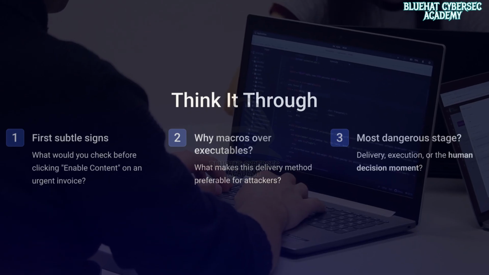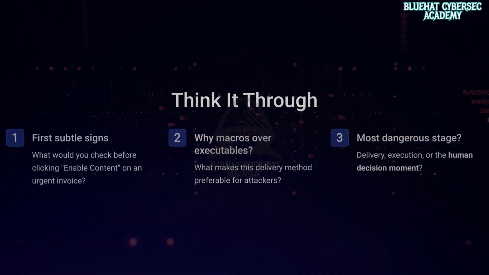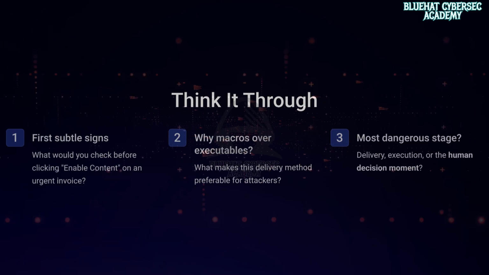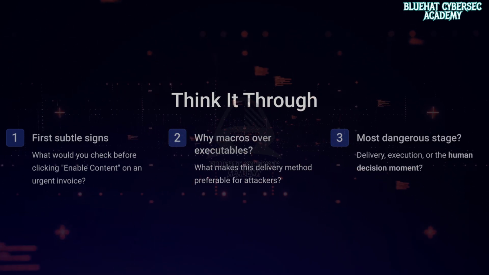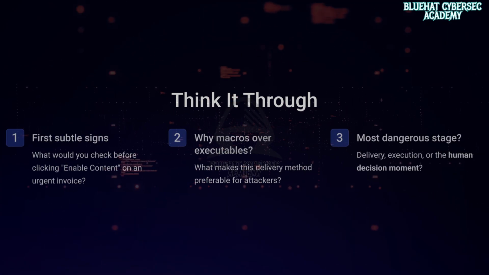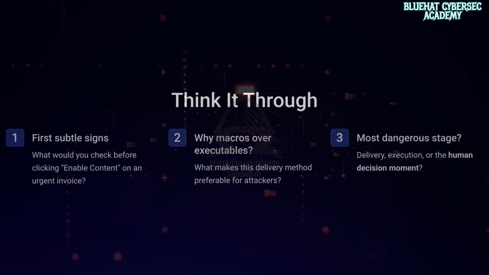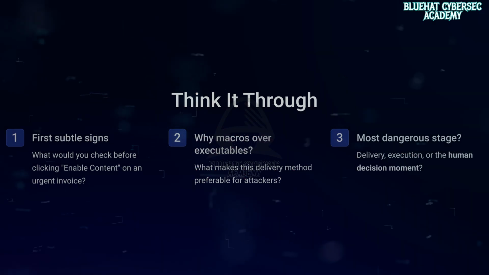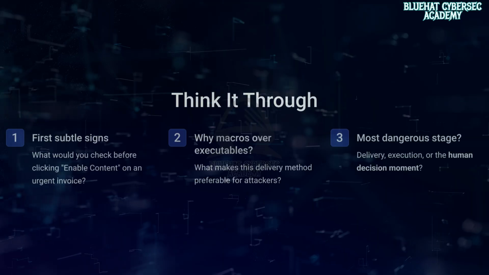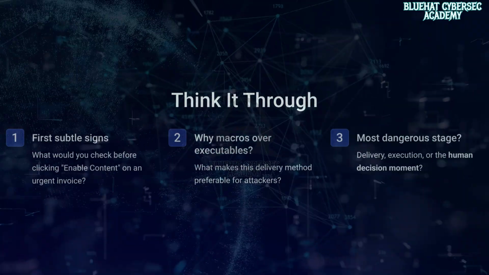Now think about this in a practical sense. If you received a Word document labeled as an urgent invoice and it asked you to enable macros to view it properly, what would be the first subtle signs you would check before even considering that click? Why do you think attackers still prefer macros instead of directly using executable malware? And in your opinion, which part of the attack chain is actually the most dangerous? The delivery, the execution, or that single human decision moment?